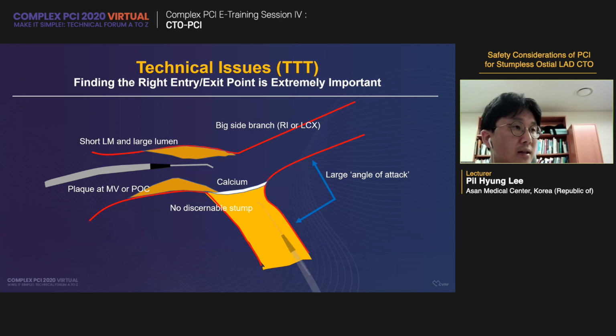From the retrograde aspect, the LAD ostium is quite far from the RCA, and we frequently fail to introduce the retrograde microcatheter toward the ostium, and you have to use a stiff guide wire with less microcatheter support. And the guide wire can go either to the left main or the circ according to the angle of the left main and LAD.